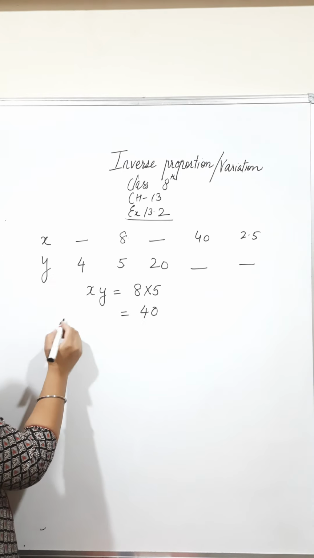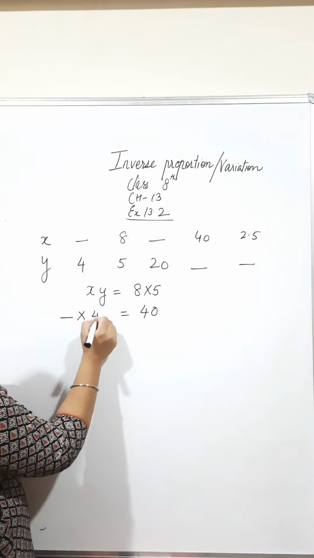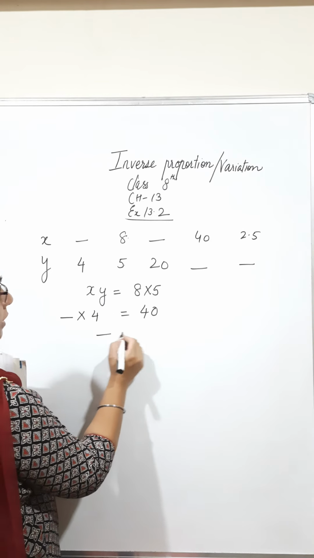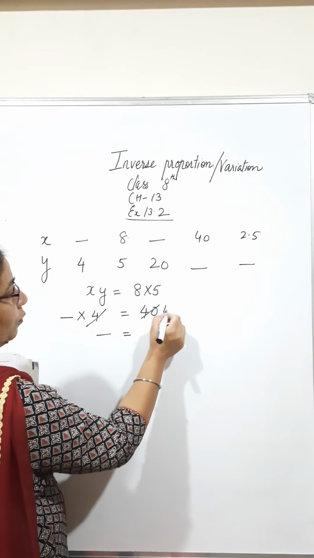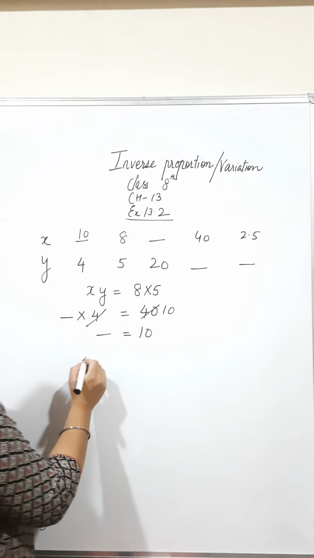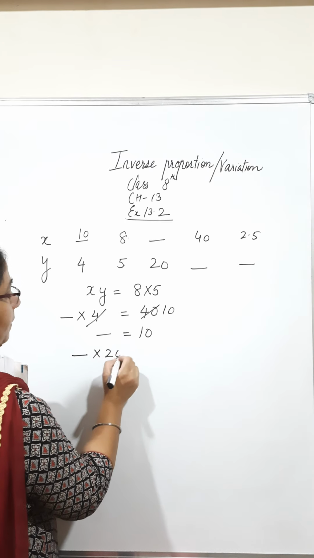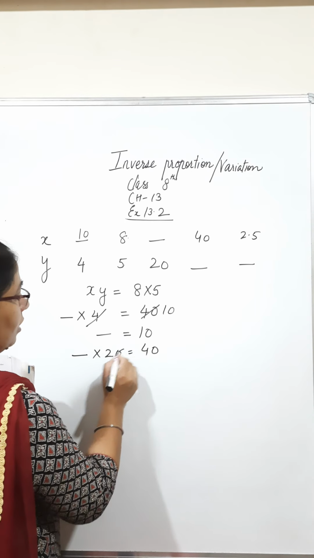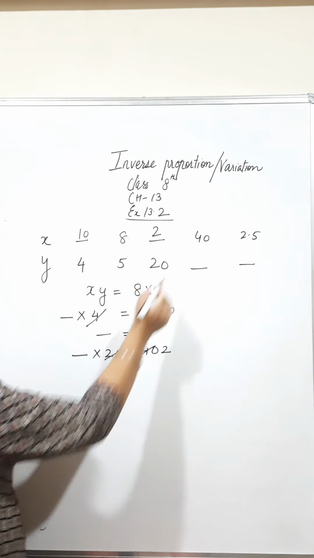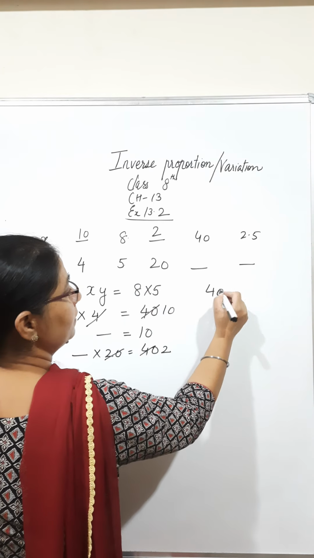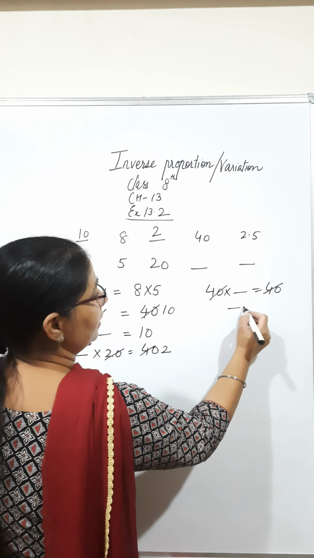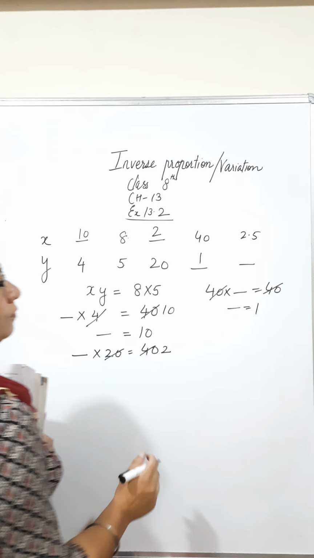In the first case, blank multiplied by 4 will be 40. So the blank number will be, 4 tens are 40, so the answer will be 10 in the first case. In the second case, blank multiplied by 20 is equal to 40. 20 twos are 40, so here you will get a 2. In the third case, you have 40 multiplied by blank is equal to 40. 40 and 40 cutting, blank is equal to 1.